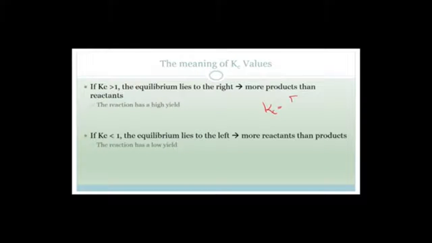Think about it again. Kc is always the concentration of the products over the concentration of the reactants. So if your Kc is bigger than one, it means that the numerator is bigger than the denominator, which means we've got more products than reactants, which means that we've got a high yield. Our reaction is going to have a high yield. We're going to get lots of product out. If Kc is smaller than one, it means we've got more reactants than products, which means the reaction is going to ride to the left, and then our reaction is going to have a low yield, which we don't want. We want to have a high yield because obviously it means we're getting more products out, which means we can sell the products and make money.